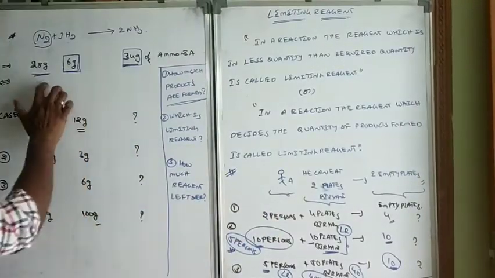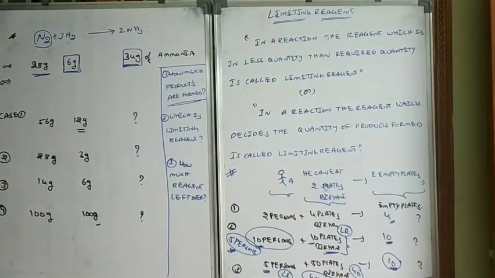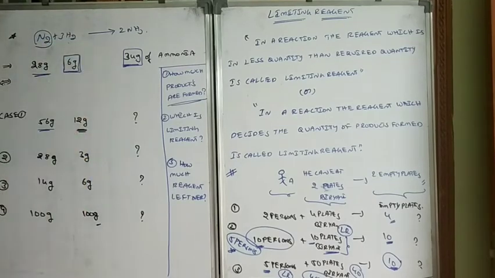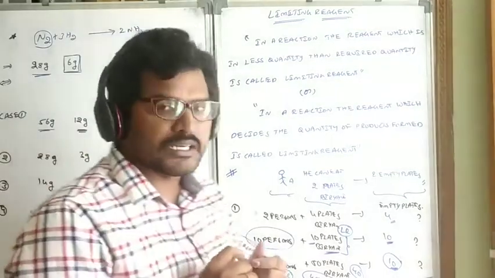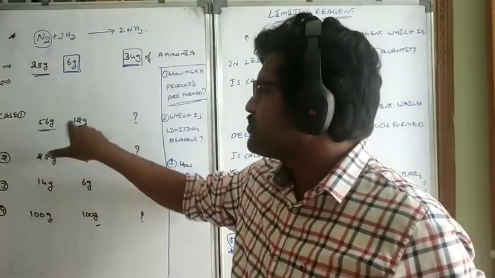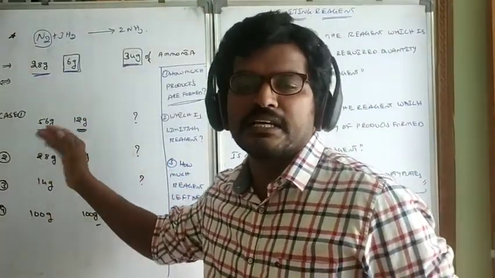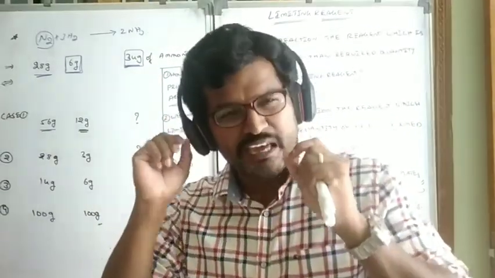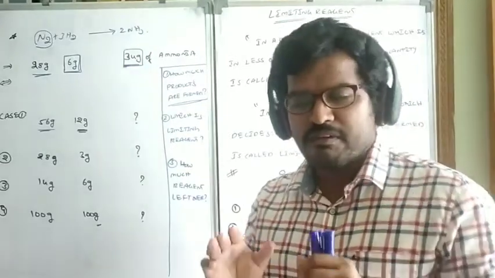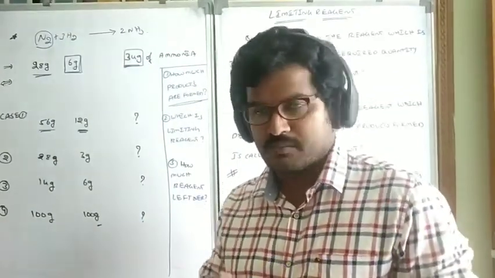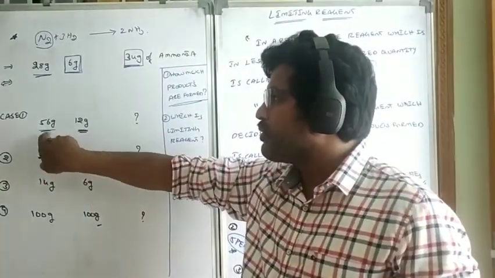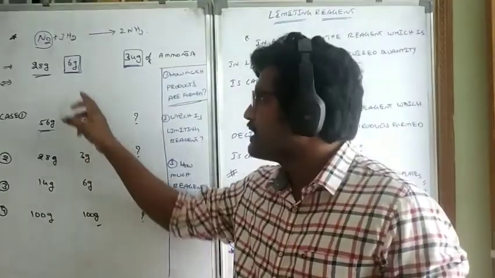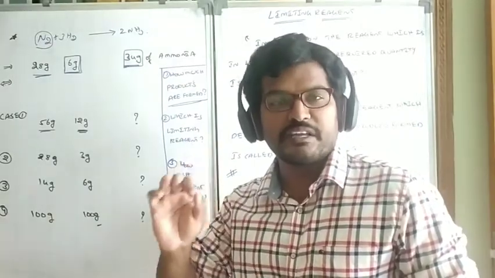See, case 1, we are having 56 grams of nitrogen and 12 grams of hydrogen. What some students will think is, among the given two weights, whatever is the smaller weight, they will take that as the limiting reagent. Mostly every student will make this same mistake when they do not have clarity on the concept. They will give you two weights, and among the given two weights, whatever is the smaller weight, they will take as the limiting reagent. That is very, very wrong.